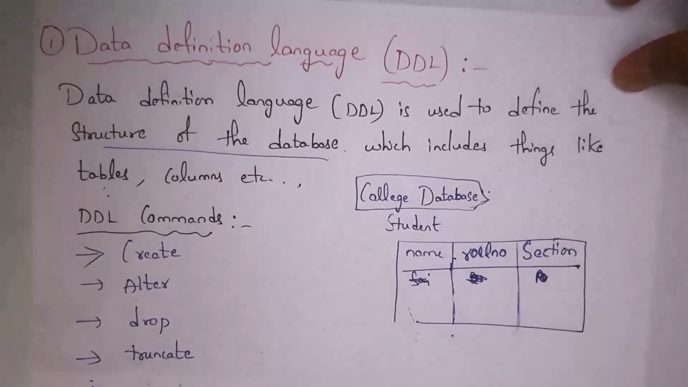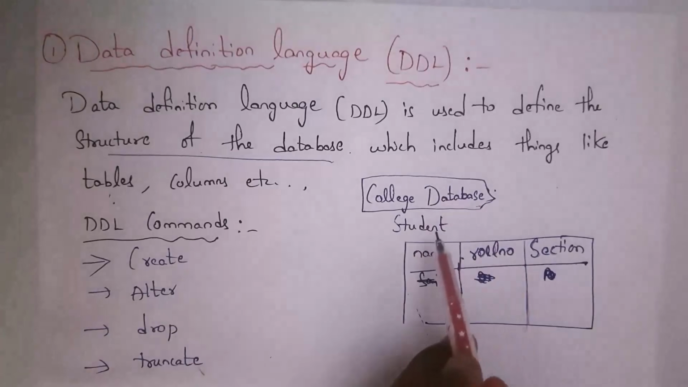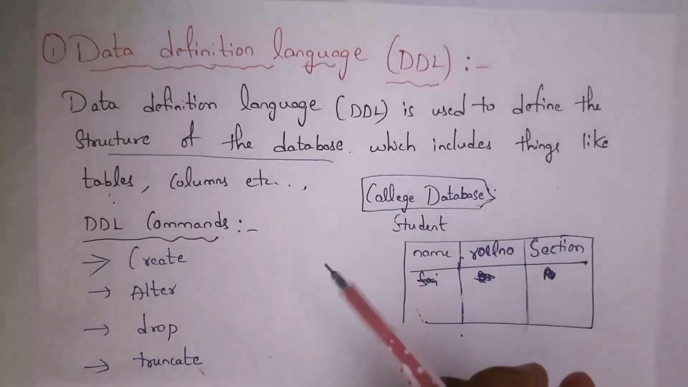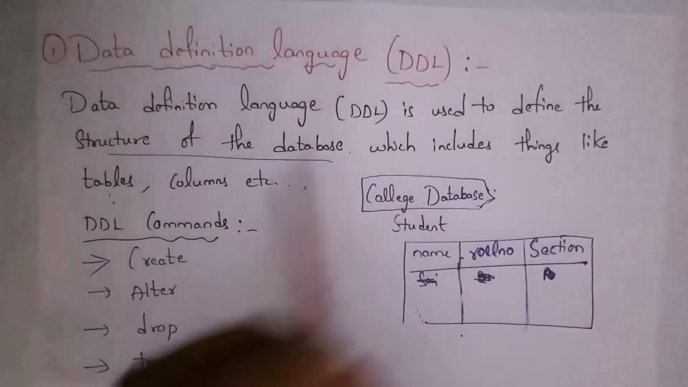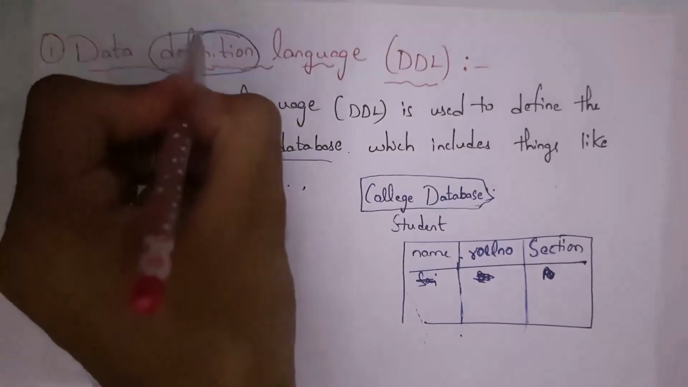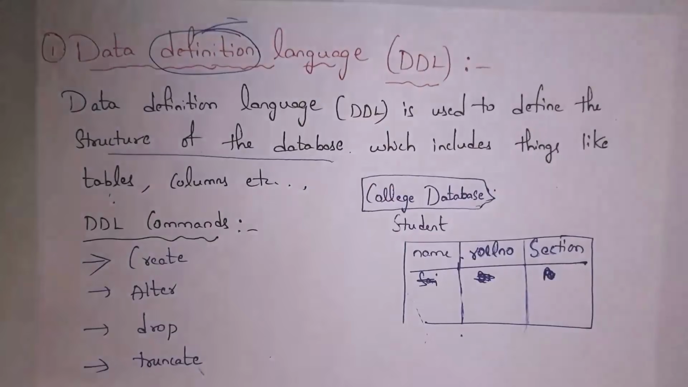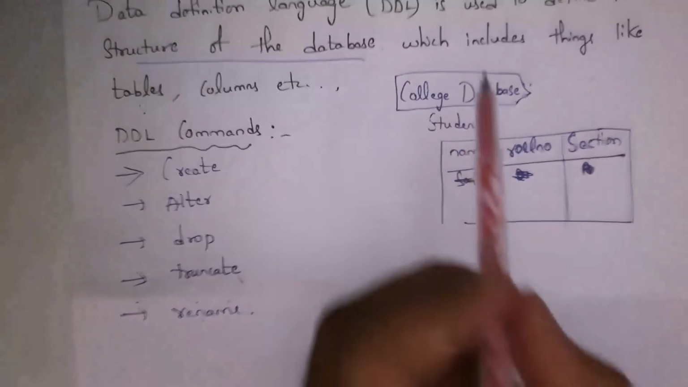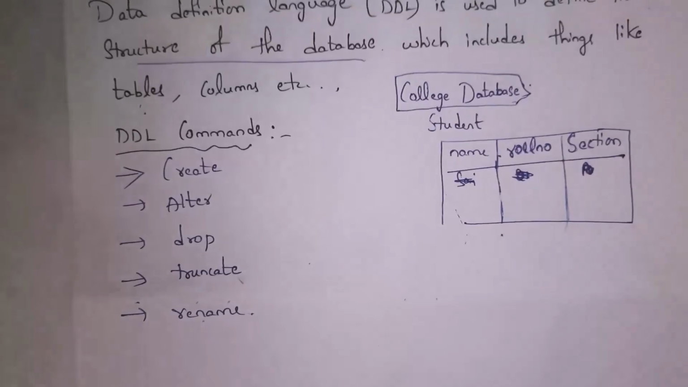That is nothing but by using data definition language, we can only create a database, we can create a table and we can create columns. But we cannot insert data. So the name itself says data definition language, that is, defining only the structure of a database. But we cannot insert data or delete data. Structure is nothing but creating a database, creating a student table and creating columns. All this comes under the structure of a database.